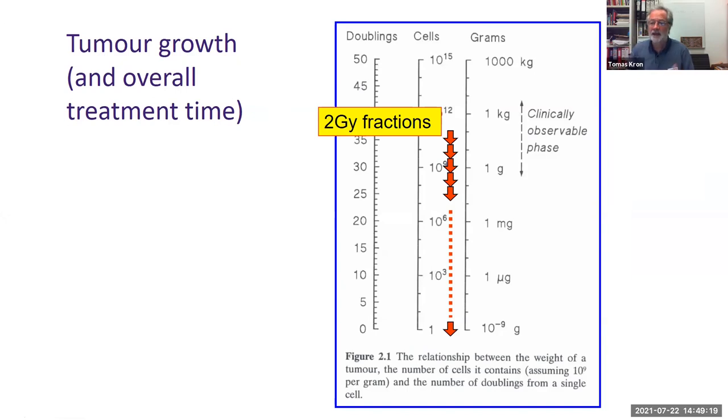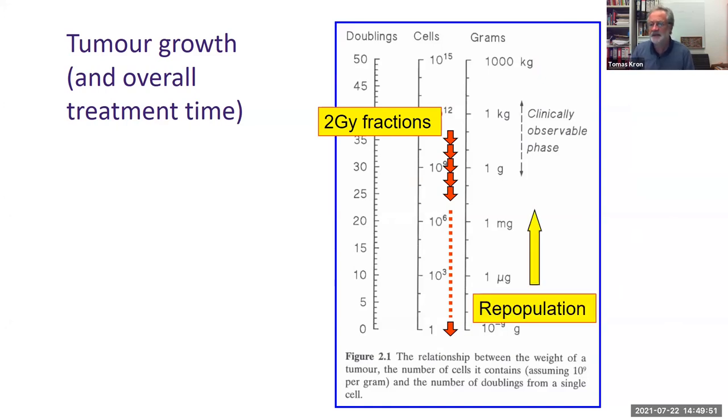So 3 times 1,000 gives 1 billion, or basically we need 30 of these fractions to get down to 1 or hopefully below, so we don't have any residual tumor cells left there. How many fractions do we give in radiotherapy? Well, for curative intent, we give sort of 35 fractions. So this all makes absolutely perfect sense in terms of the numbers.